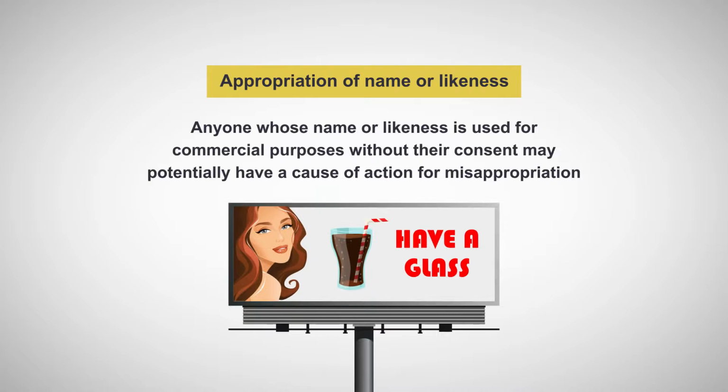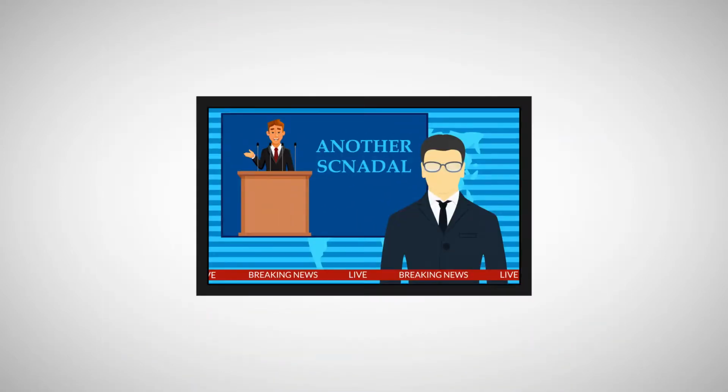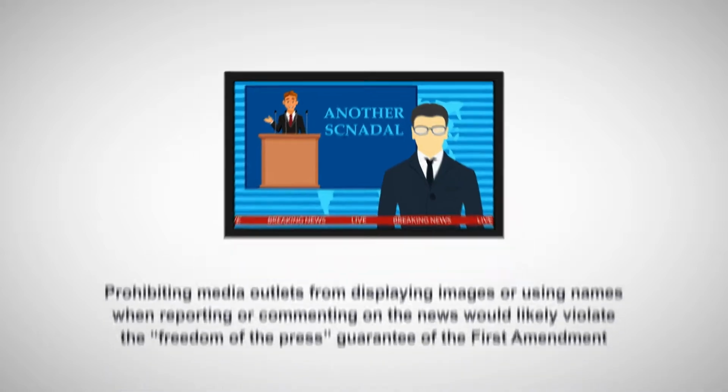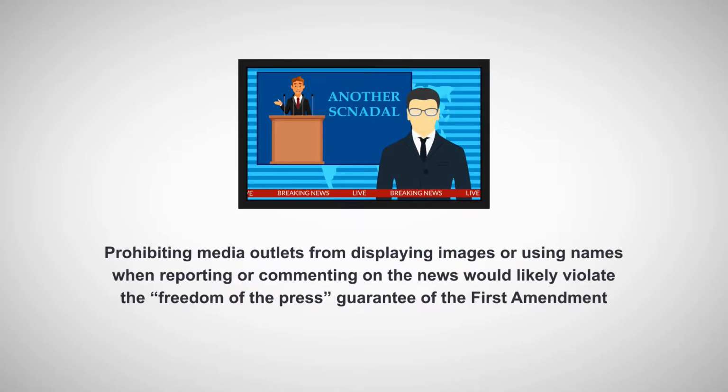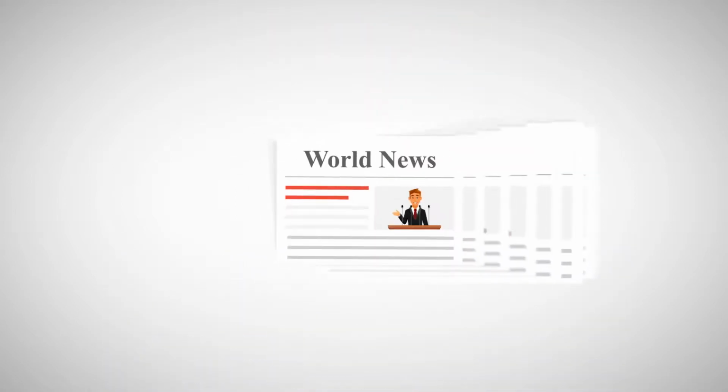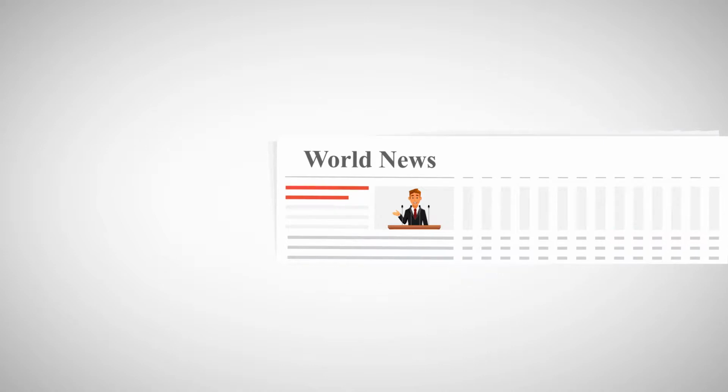Anyone whose name or likeness is used for commercial purposes without their consent may potentially have a cause of action for misappropriation. There is, however, an exception when the name or image is newsworthy, as prohibiting media outlets from displaying images or using names when reporting or commenting on the news would likely violate the freedom of the press guarantee of the First Amendment. The newsworthiness exception applies even if the organization is a for-profit business.